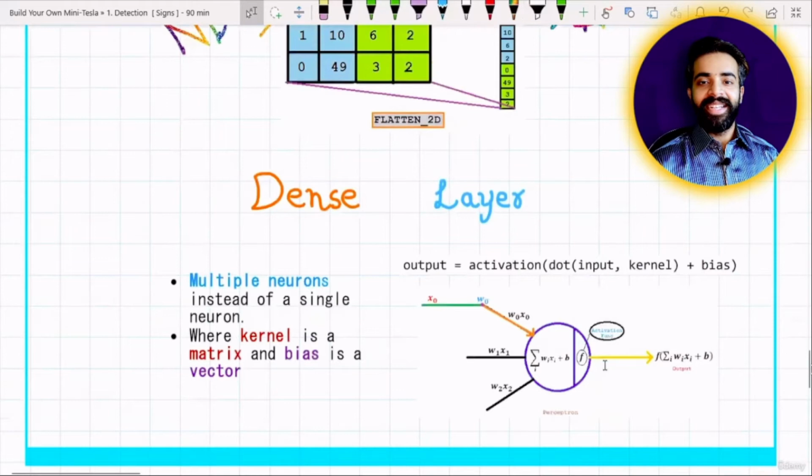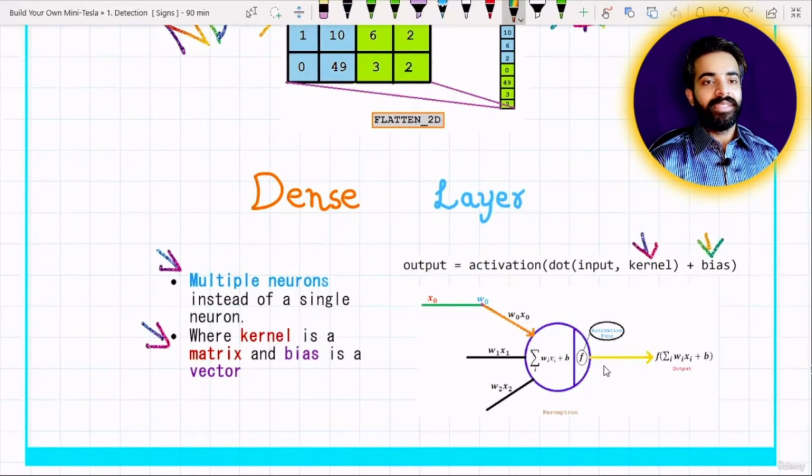Last but not the least is the dense layer. In the dense layer, we have multiple neurons instead of a single neuron, and because we have multiple neurons, the kernel is a matrix and the bias is now a vector. But the procedure for extracting the output remains the same. For example, the input is multiplied with the kernel matrix and added to the bias vector.